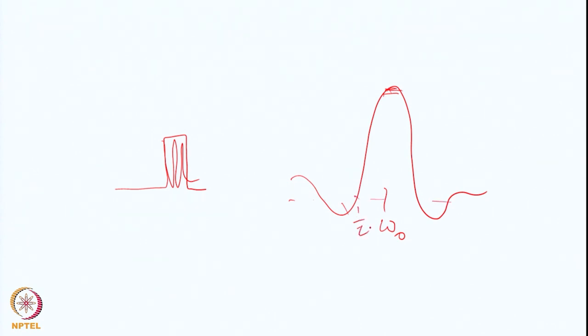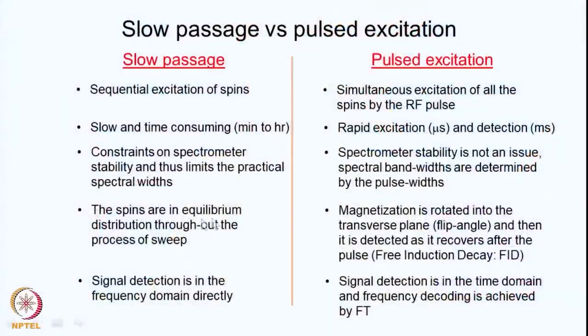So if tau is the length of the pulse, and it is of the order of 1 microsecond, then here you have almost 1 megahertz. This range is 1 megahertz, this range is 1 megahertz. Therefore, a few kilohertz here will have uniform excitation efficiency, and therefore we are able to select these with the application of the RF pulse. So, excitation of all the spins happens in a few microseconds, and we can collect the data quite rapidly. And in this case, the spins are in equilibrium, as I mentioned, throughout the process of sweep.